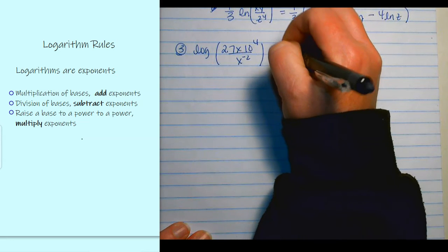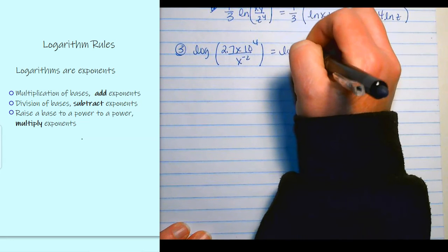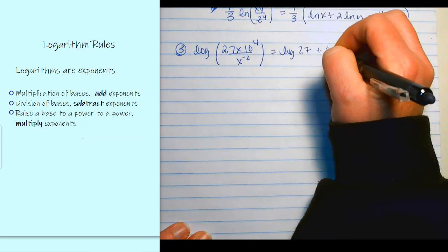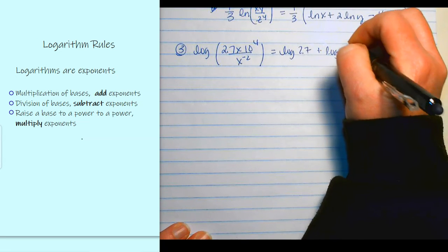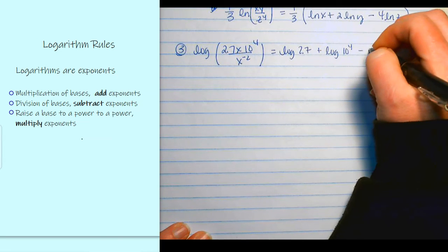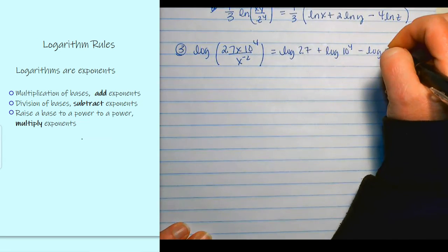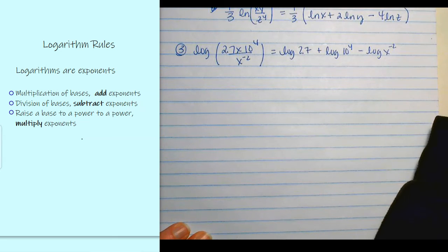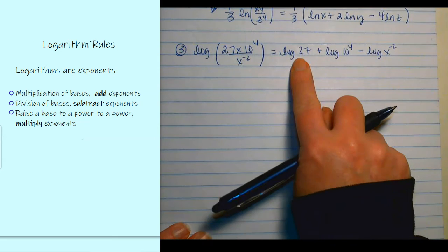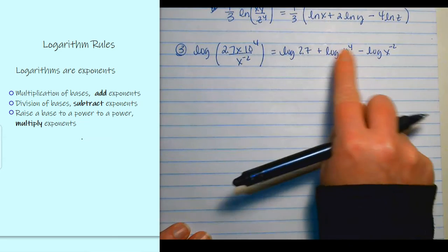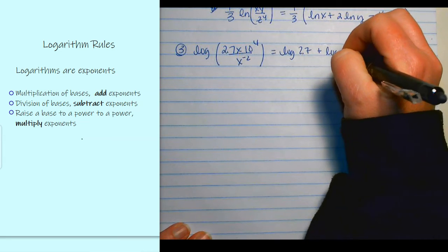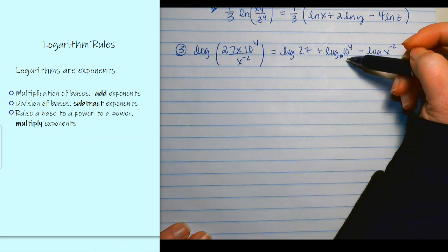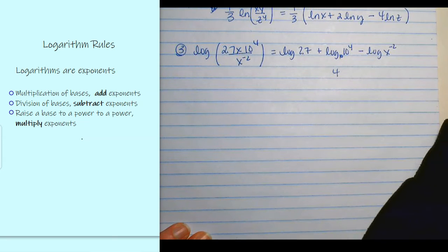So we have log base 10 of 2.7 plus log base 10 of 10 to the fourth minus log base 10 of x to the -2. So this one's going to stay the same. This one, if you want to write in the 10 so you can see it, the log base 10 and the base 10 cancel. This simplifies to 4.